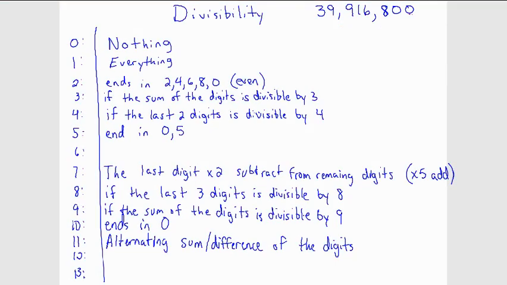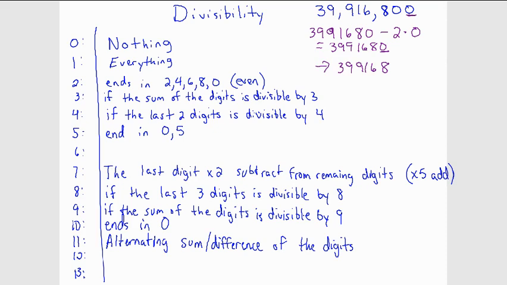All right, so let's start with the last digit times 2. So the last digit in this case is 0. So 39,916,980 minus 2 times 0. Now that's not going to change my number at all. So that gives me 39,916,980. And now this is where that rule of repeat it as many times as you can comes handy. So if we do it one more time, we can see we're going to get 0, and we're just going to get 3,991,698.